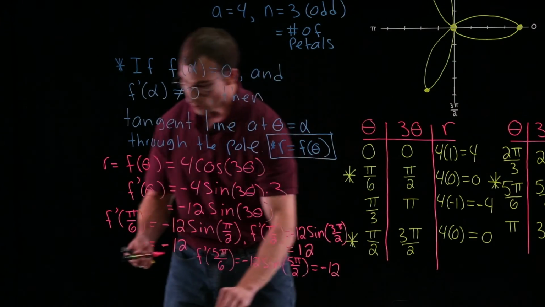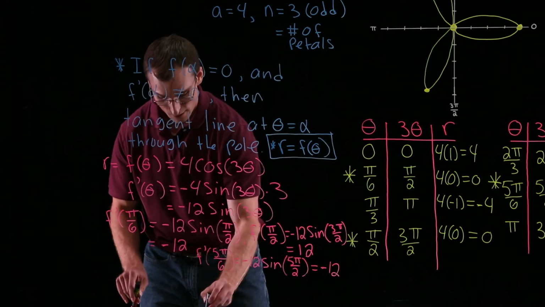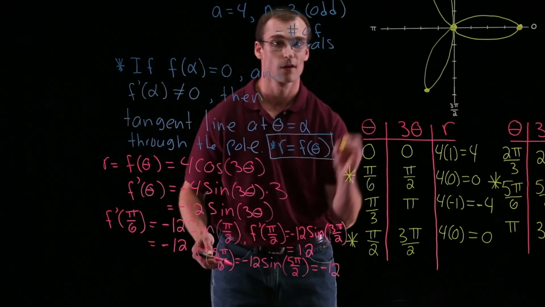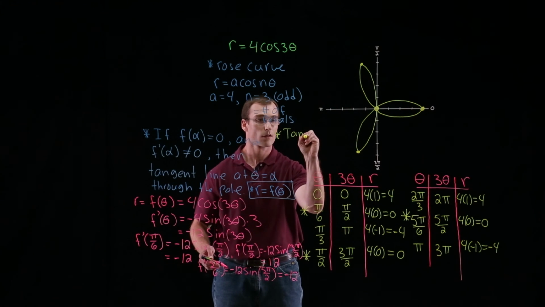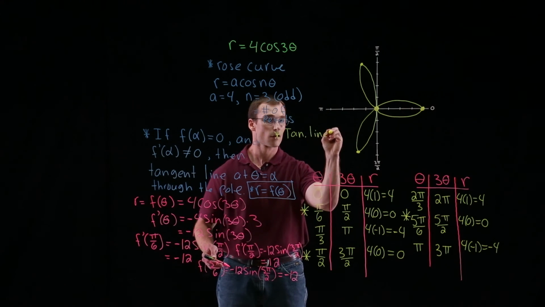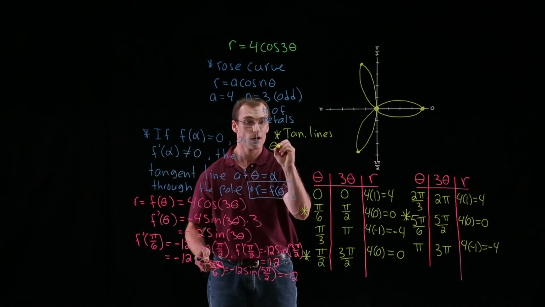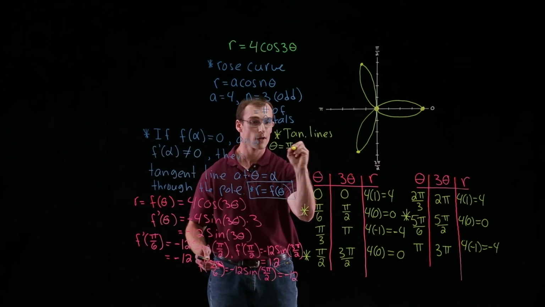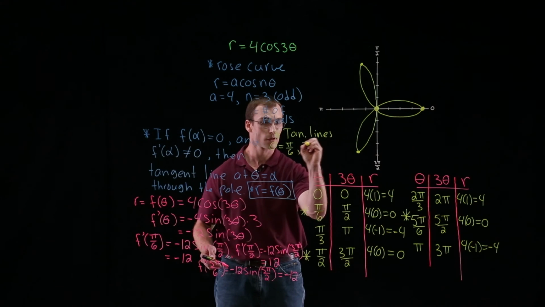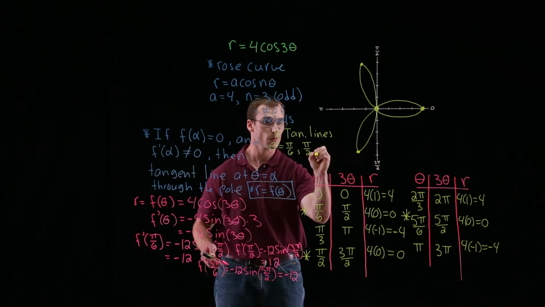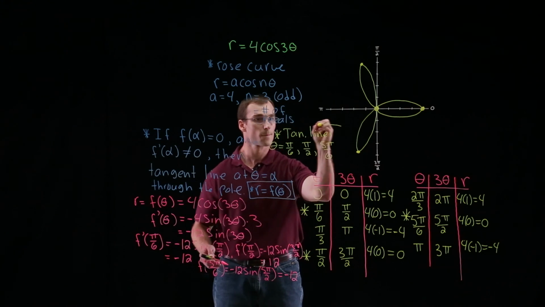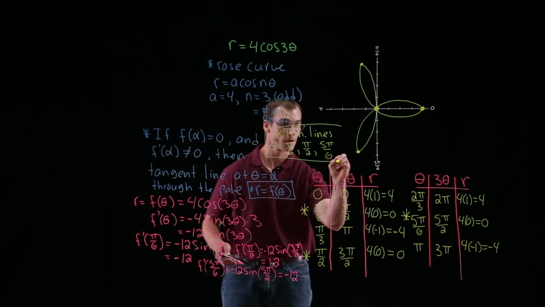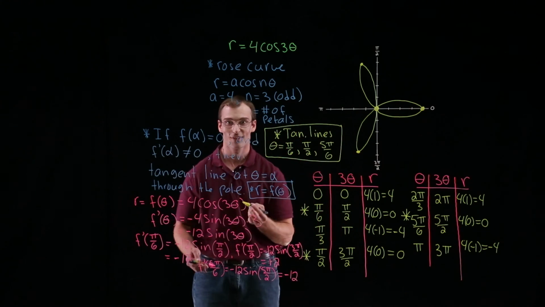So then in the end, what we have is our tangent lines at the lines theta equal to pi over 6, pi over 2, and 5 pi over 6. And there we go. Thank you very much.